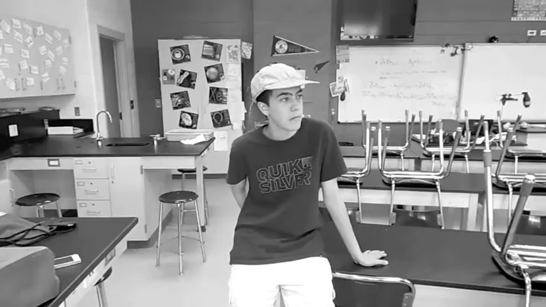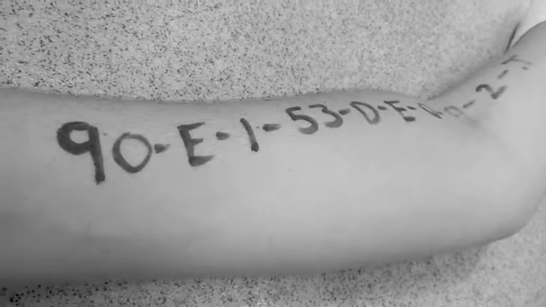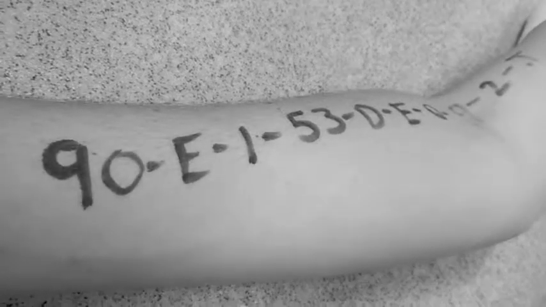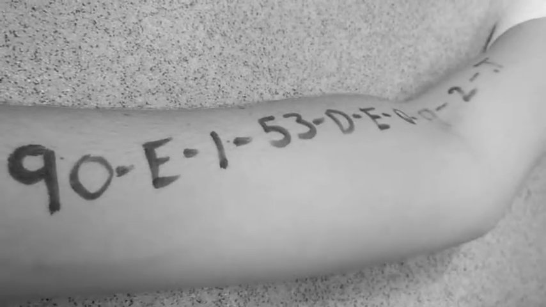Esther? Yes? Take note, it's written on her arm. It says 90E153DE092T. Well, what does it mean? I don't know, but if it's Alice, it has to mean something. Do you have any information on it? Well, this was found outside in the alley, outside of the lab. Arsenic.